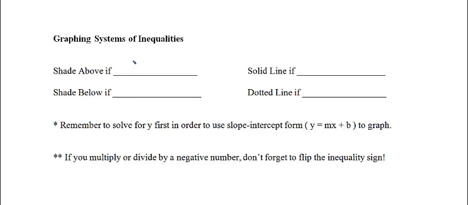We shade above if we have a greater than or equal to symbol. We shade below, however, if it's a less than or a less than or equal to symbol. If our inequality is a greater than or equal to or a less than or equal to, we're going to have a solid line. And we have a solid line because we have this equal to as well, and we want to represent that visually. Dotted lines are missing that. It's a greater than or a less than, but no equal to. So this would be a dotted line versus a solid line.